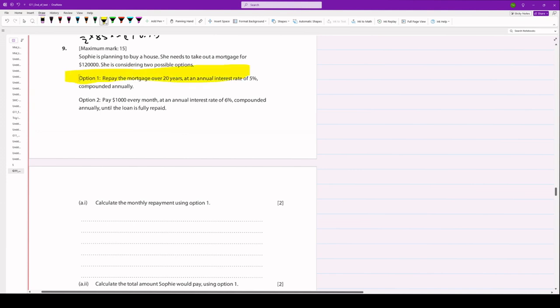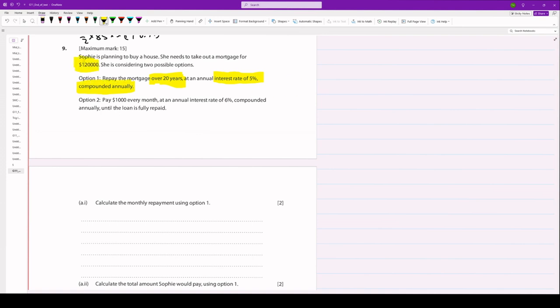So, option 1. Repay the mortgage over 20 years at an annual interest rate of 5%, compounded annually. This is an important thing. In fact, let's just highlight the bits that are important. It's over 20 years, that's important because that's the time period. The interest rate is 5% and it's compounded annually. Those are the three important bits.